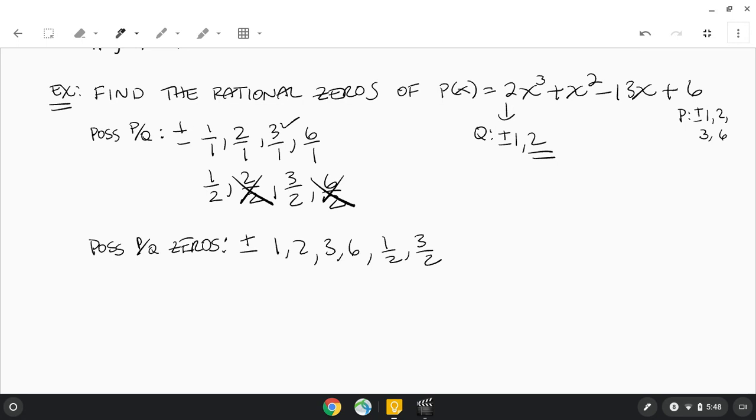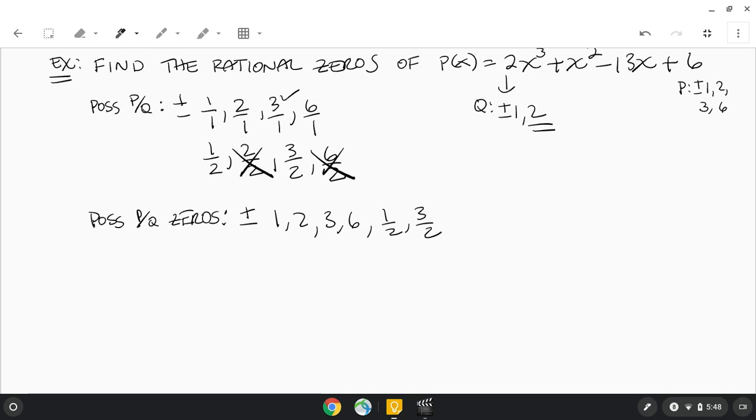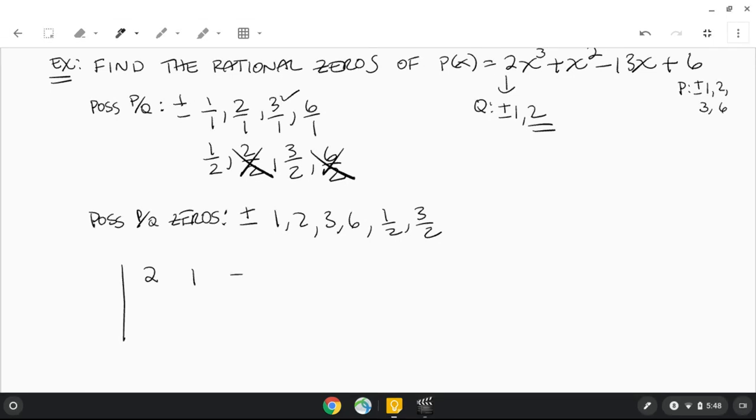All right, so now we begin. There's my polynomial right up there. So I'm going to go ahead and put just the coefficients. So 3, 2, 1, 0. Nothing is missing. It's in descending order. So we're going to get 2, 1, -13, and 6.